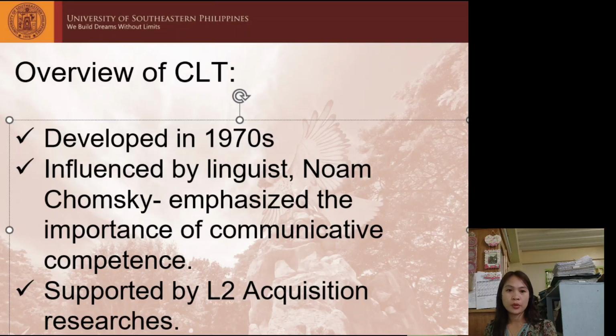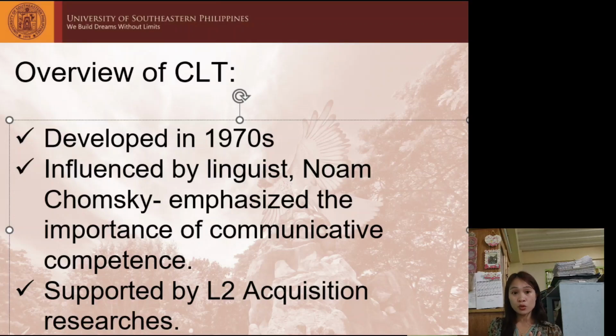So now let's have a quick background on the creation of the communicative language teaching approach. The communicative language teaching approach, or widely known as CLT, was developed during the 1970s as a response to the limitations of the traditional grammar-based methods such as the grammar translation and the audiolingual method. This is influenced by the linguist Noam Chomsky, who emphasized the importance of communicative competence. What's communicative competence? Communicative competence refers to knowing how to use the language appropriately in different contexts.